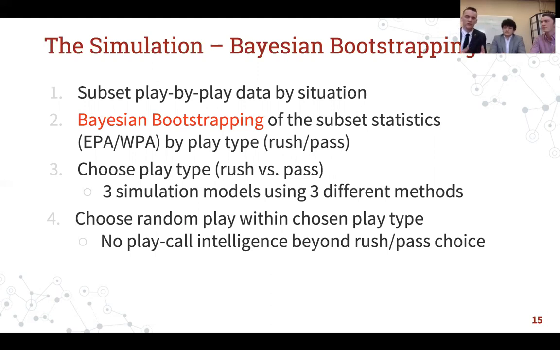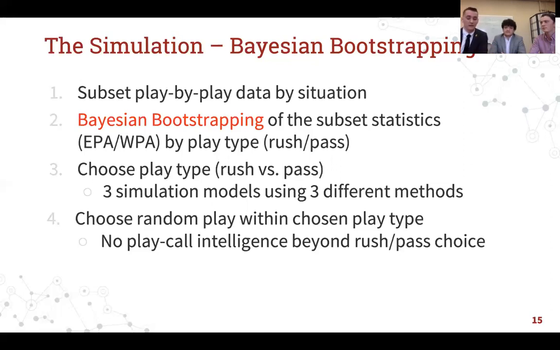Once the simulation knows what situation it's in, it will subset all of the play-by-play data from 2014 to 2020 that we have into only data that applies to those situations. Once we have that subset of data, we then divide that pool into times when a team called a run play versus times when a team called a pass play. And then we looked at a statistic of interest from each of those sets. That was usually EPA or WPA of a given play.